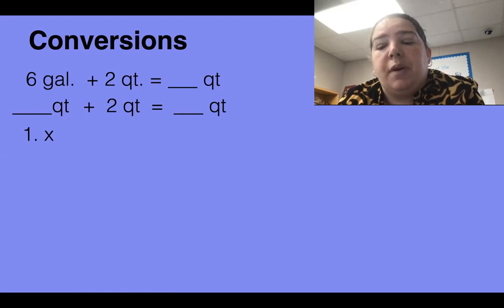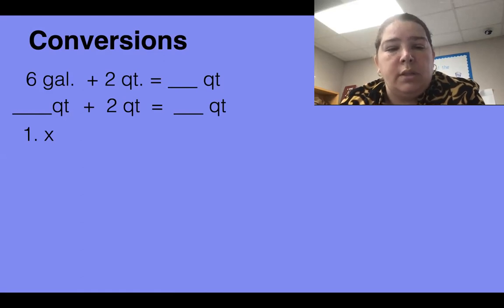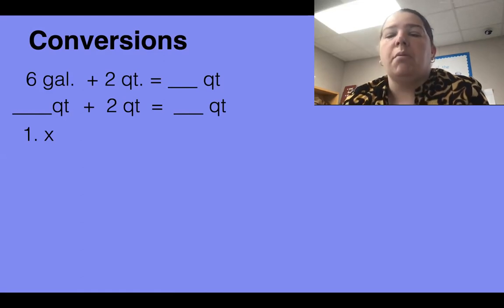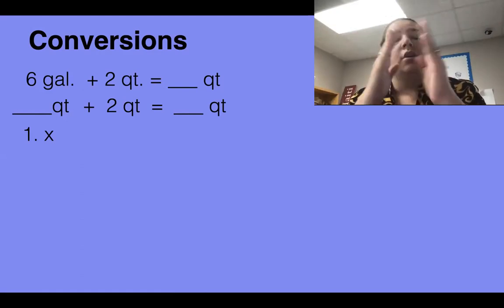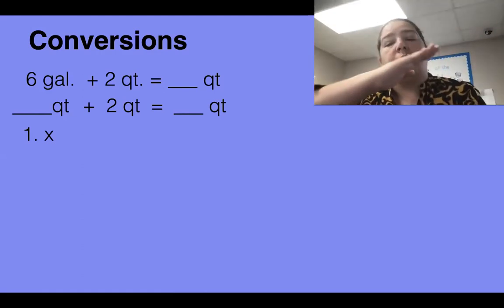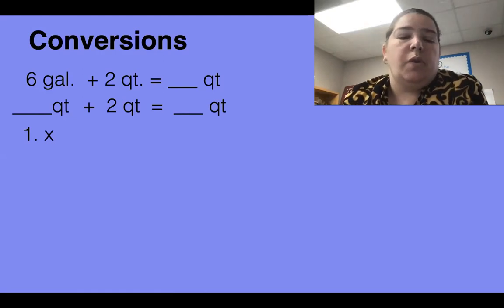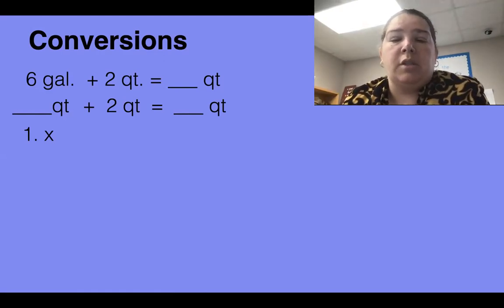Our first step is to find out if we're going from larger to smaller or smaller to larger. In this case, we're going from gallons to quarts, and gallons are larger than quarts, so we multiply. Larger to smaller, we multiply. Remember the saying, larger to smaller, we multiply. Smaller to larger, we divide. Okay, so we're going to multiply, and we're going to find our special number.